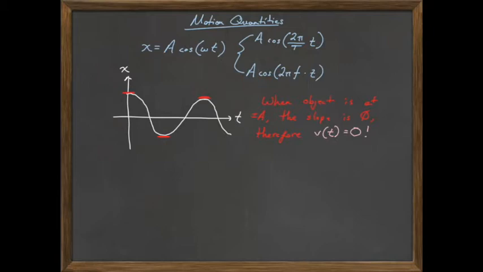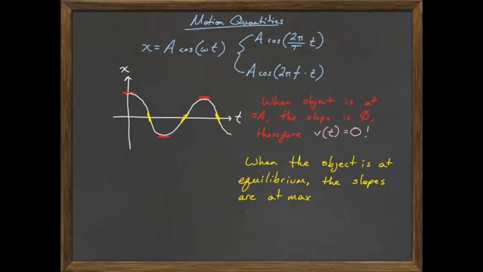Now, at the same time, if you look at the points where the graph crosses the time axis, those slopes represent the maximum slopes before it starts to turn and go back to 0 in terms of slopes. So that means when an object is at its equilibrium position, the slopes are at their maximum values, which means the velocity of the oscillator is also at maximum.